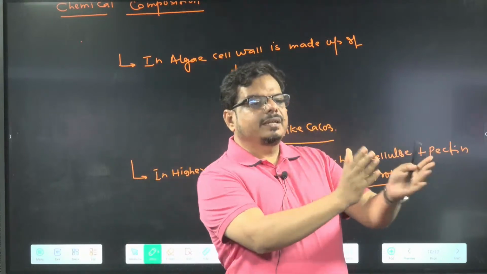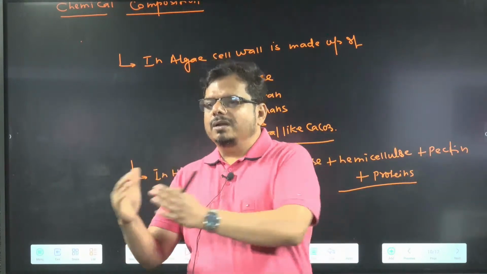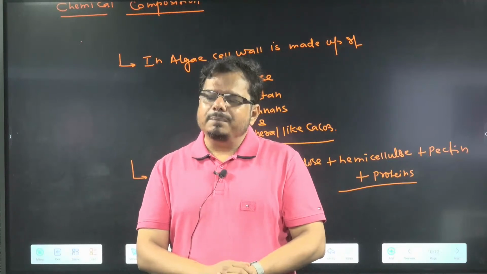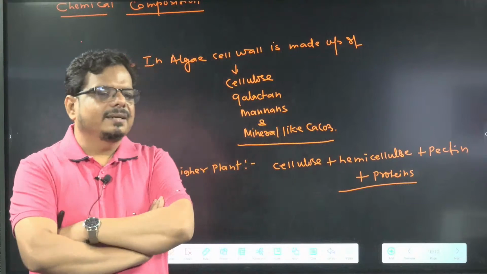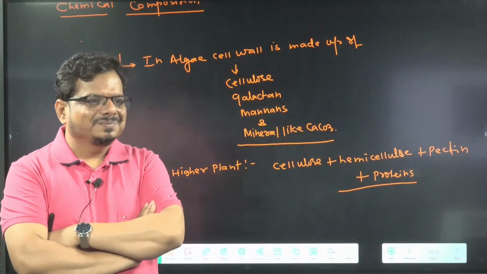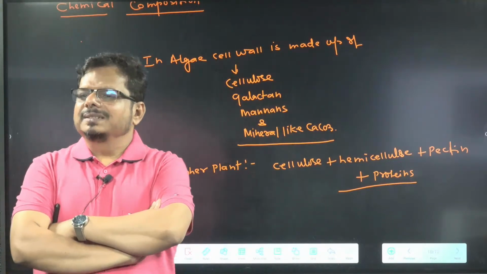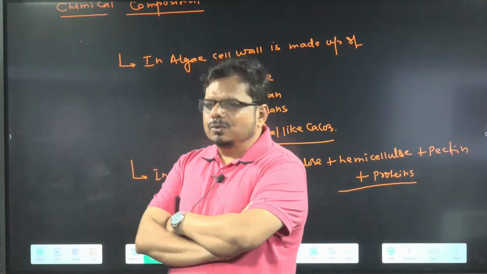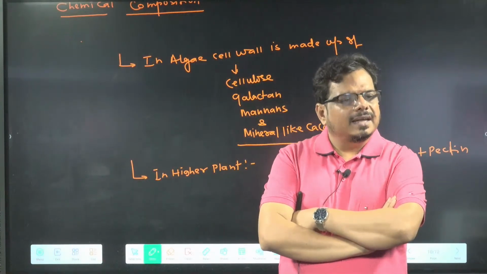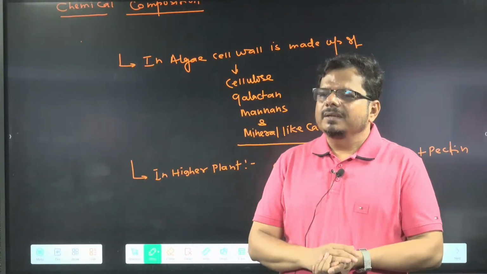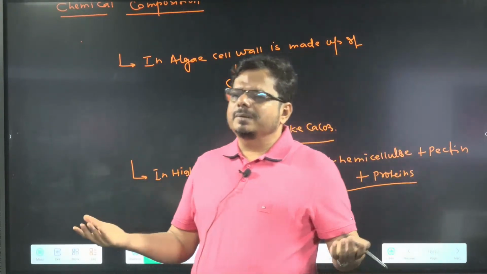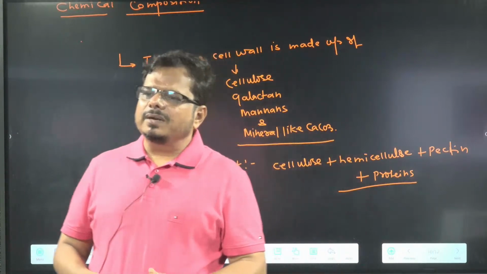Hemicellulose is written as present in higher plants, not written in algae. So many times people misinterpret it to mean hemicellulose is absent in the algal cell wall. It is not true. Hemicellulose is also present in the algal cell wall, but it is not written in NCERT. The information is not given, so not written doesn't mean we will say absent.